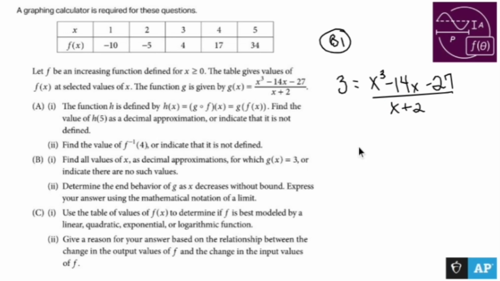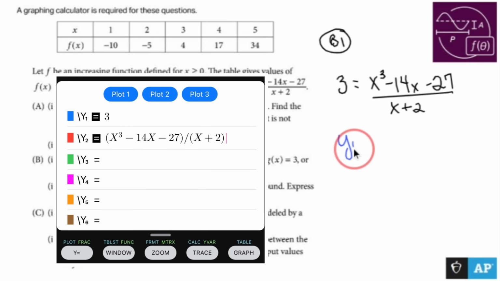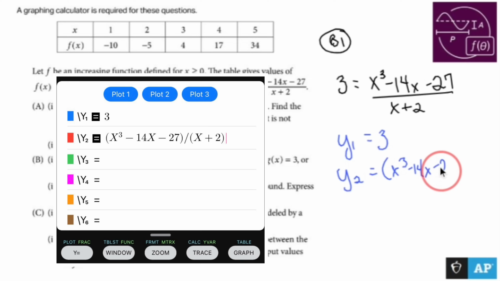Now, this is what I would do. What I would do is I would go to a regular old graphing calculator. And again, I will put up a picture of what it looks like on a graphing calculator or on your graph. But if you're using a TI calculator, type in one of your equations, 3. Type in the other equation in your calculator, x to the third minus 14x minus 27, divided by x plus 2.